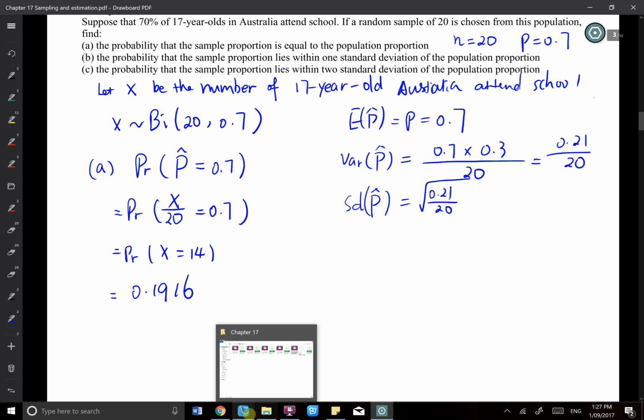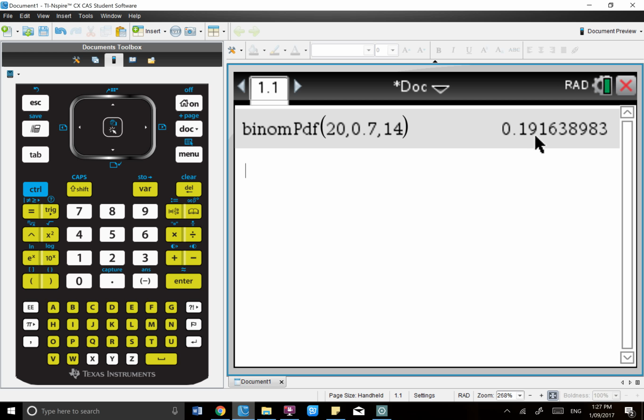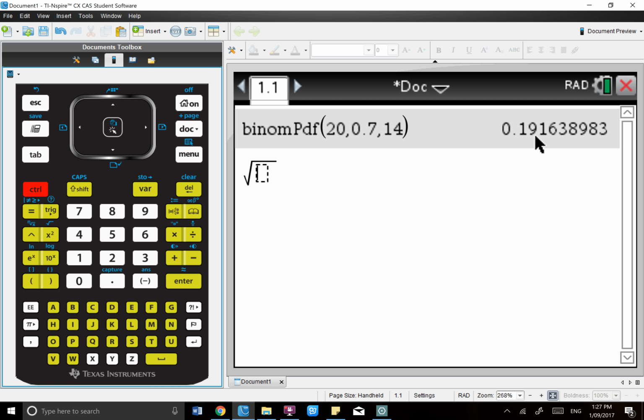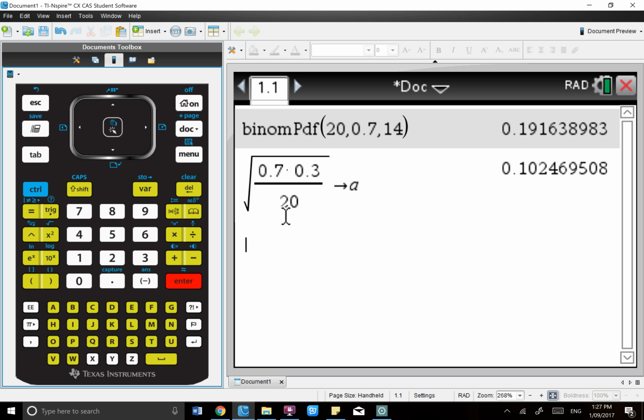Let's save this number because you don't really want to type it every time. So I will go square root of 0.7 times 0.3 over 20. Okay, how do we save a number? Control VAR, save that as A. So A represents 1 standard deviation now.